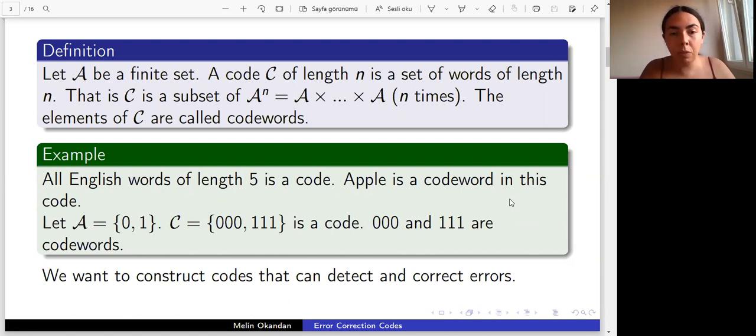And if you were to look at a more mathematical example, like A equals {0,1}, then C equals {000, 111} is actually a code because it is a subset of the Cartesian product of A 3 times. And 000 and 111 are code words in this code. Now, I want to note that we do not just want to construct any code. We want to construct codes that can detect and correct errors, an efficient code, which is what we are seeking.